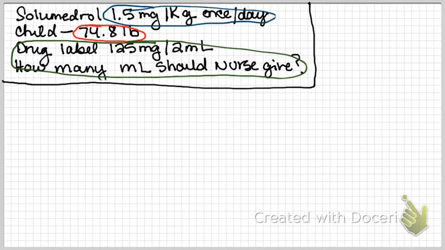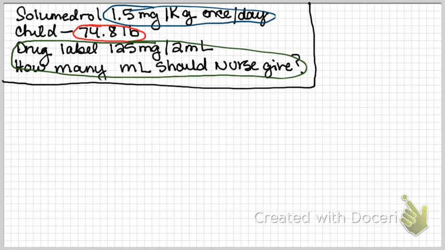Okay, so we're going to get started on a question here. So I wrote down the actual question, and we need some information. Ciumedrol is a medication for asthma, or it's a steroid basically to reduce inflammation, help with breathing, etc. It's usually given either IV piggyback or IV push. So it's ordered at 1.5 milligrams per kilogram to be given once a day.